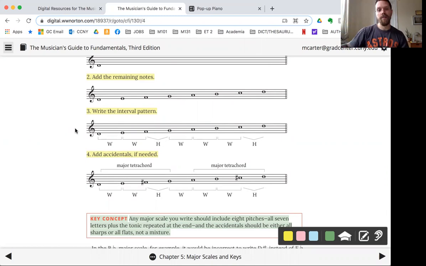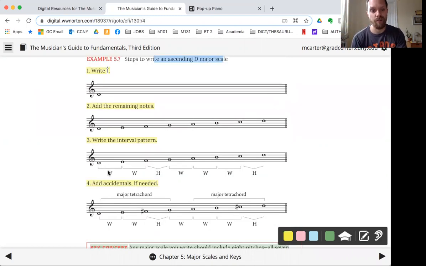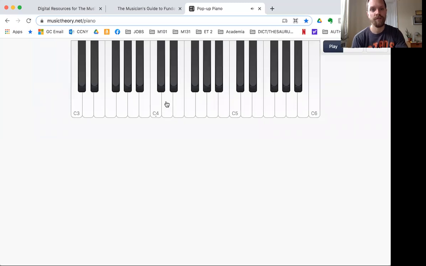I'll just tell you what always worked for me, which is to just go with the pattern. So I'd write D, then I'd write the pattern right underneath it, whole, half, whole, half, and then I will build the scale. So I'll just go to my keyboard here. There's my D.